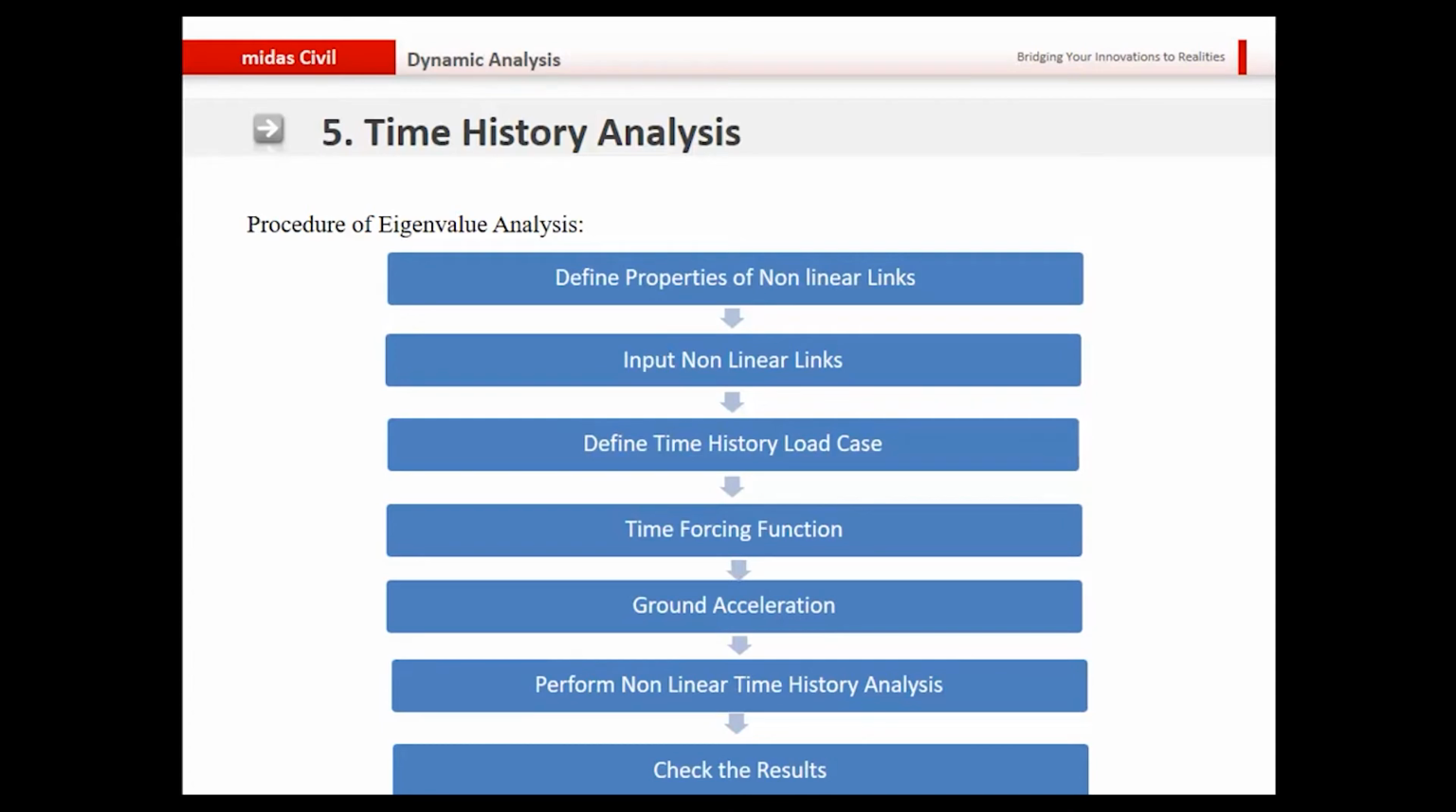Then you have the load cases, similar to the load cases that we define in the response spectrum. And then we have the time history forcing functions, which is basically the acceleration or accelerogram that we're going to add to the model. Ground acceleration, direction basically of where we're applying the load, perform the analysis, and then we check on the results.